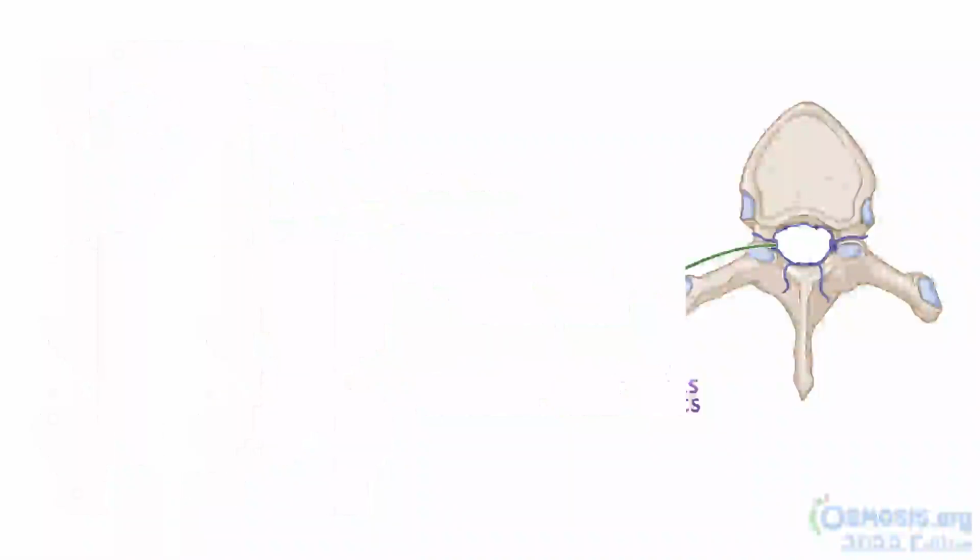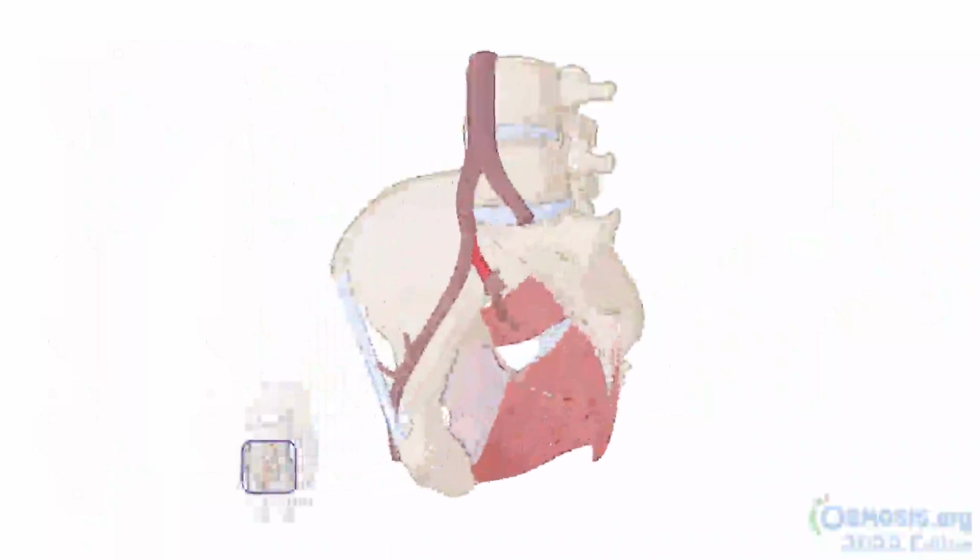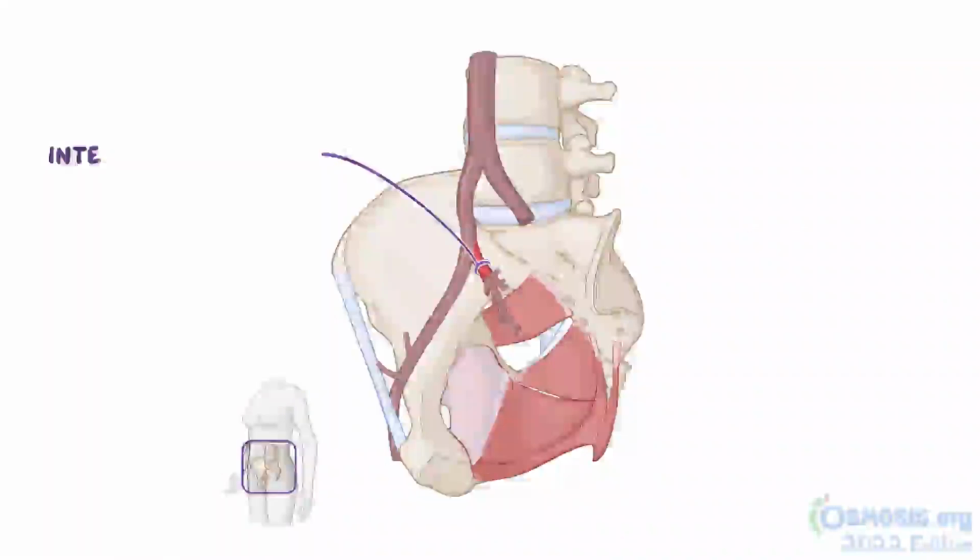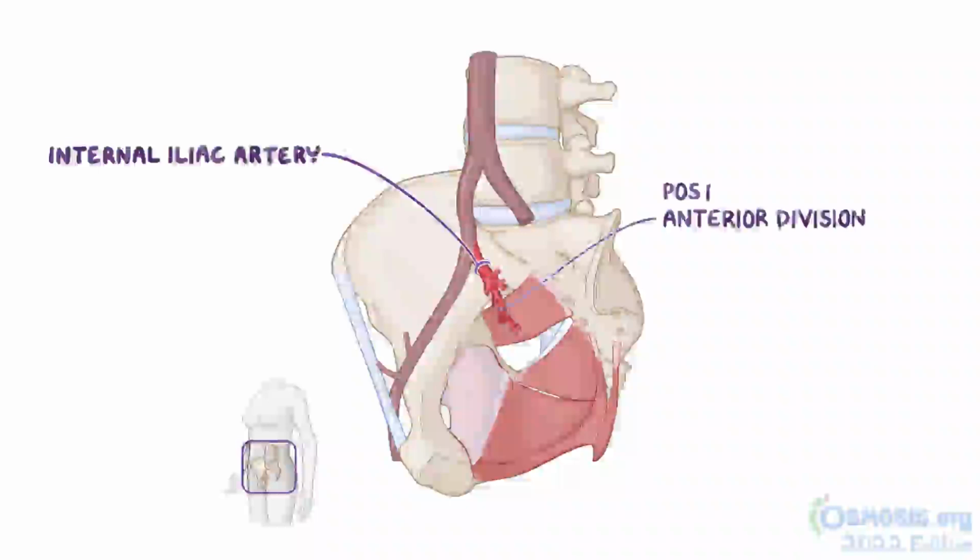Alright, as a quick recap. Pelvic arteries supply oxygenated blood to the structures of the pelvis. The main artery that supplies structures of the pelvis is called the internal iliac artery, which bifurcates into an anterior division and a posterior division.